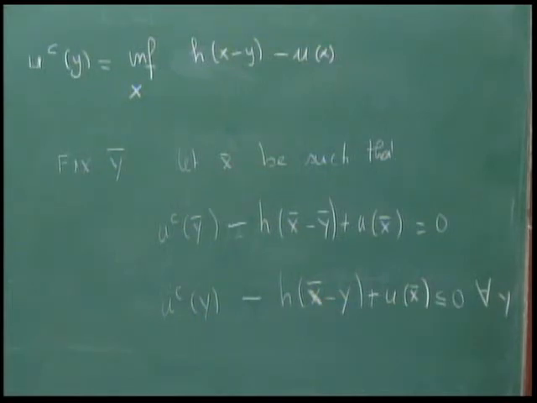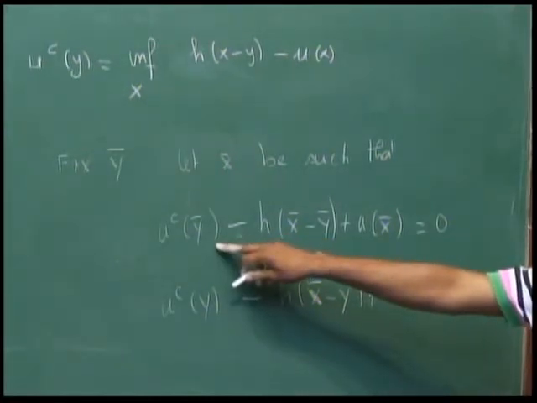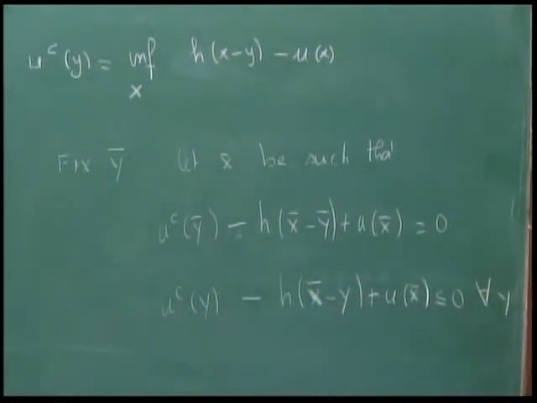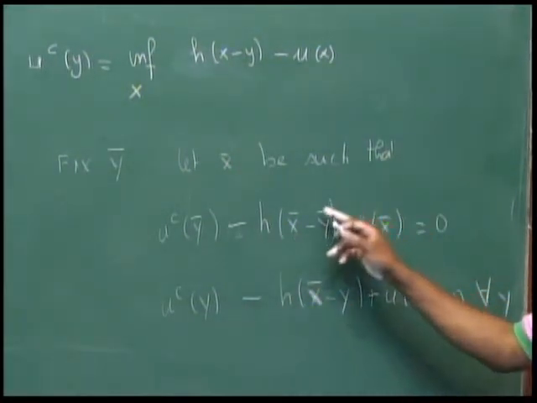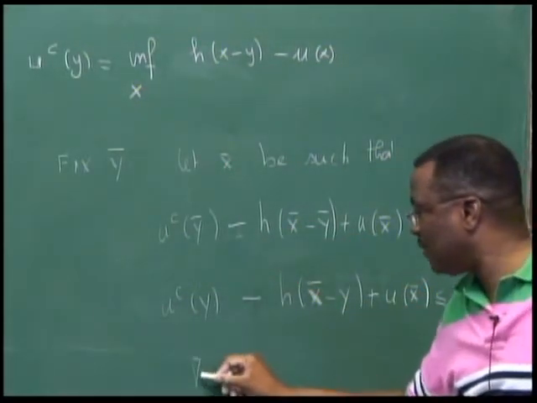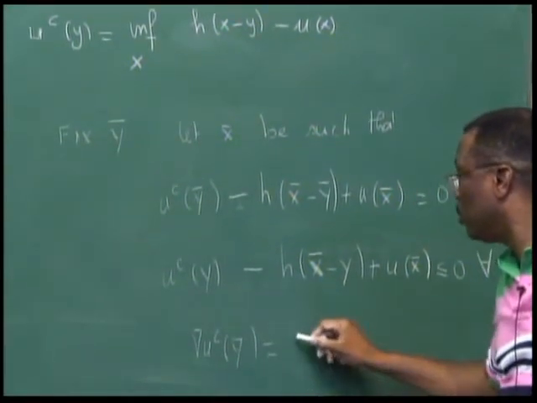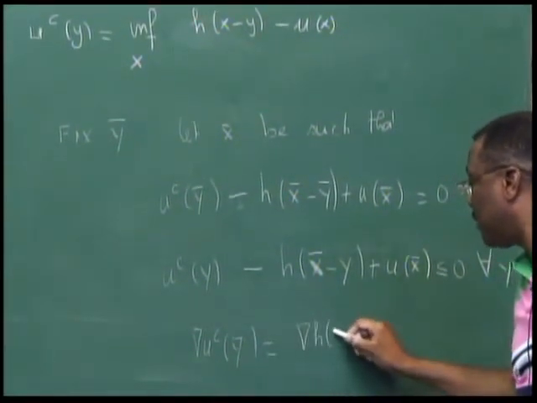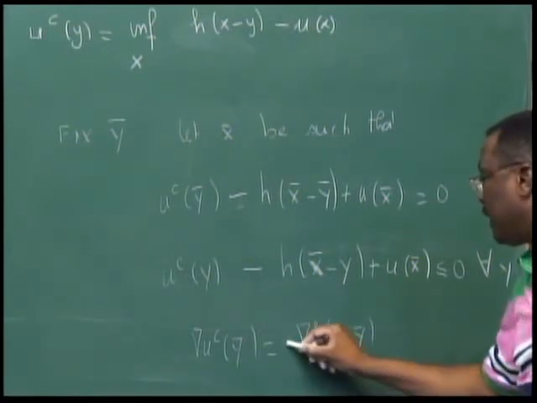That means that this functional achieves its maximum at y bar. If it achieves its maximum at y bar, the differential with respect to y bar will be 0. So I differentiate with respect to y bar. I have that gradient of uc at y bar equals gradient of h at x bar minus y bar, with a negative sign.